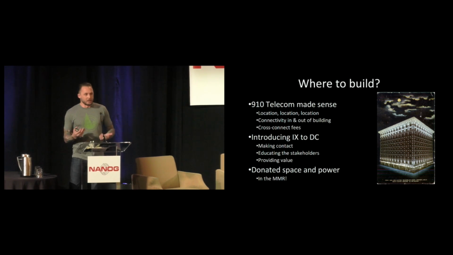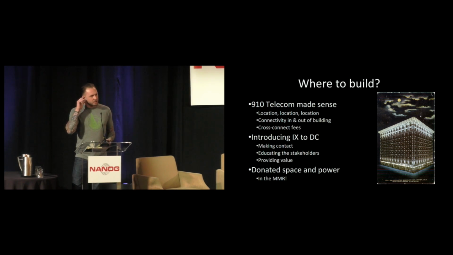When we were deciding where to put the IX, it was actually pretty clear in Denver. 910 Telecom is the old gas and electric building. It's the building where there's a ton of fiber. This is the place in Denver where a bunch of the fiber comes through, so it just made sense to have at least the first node of the IX in that facility.